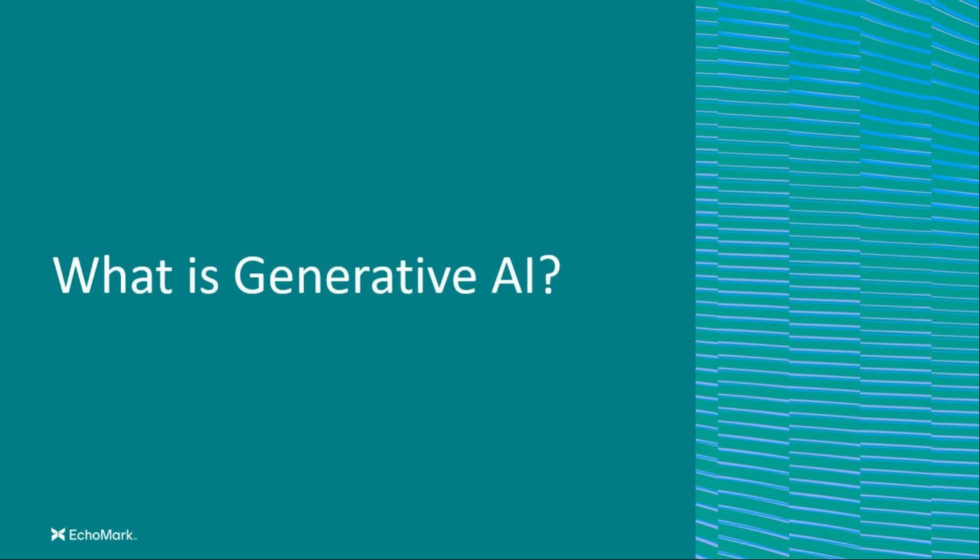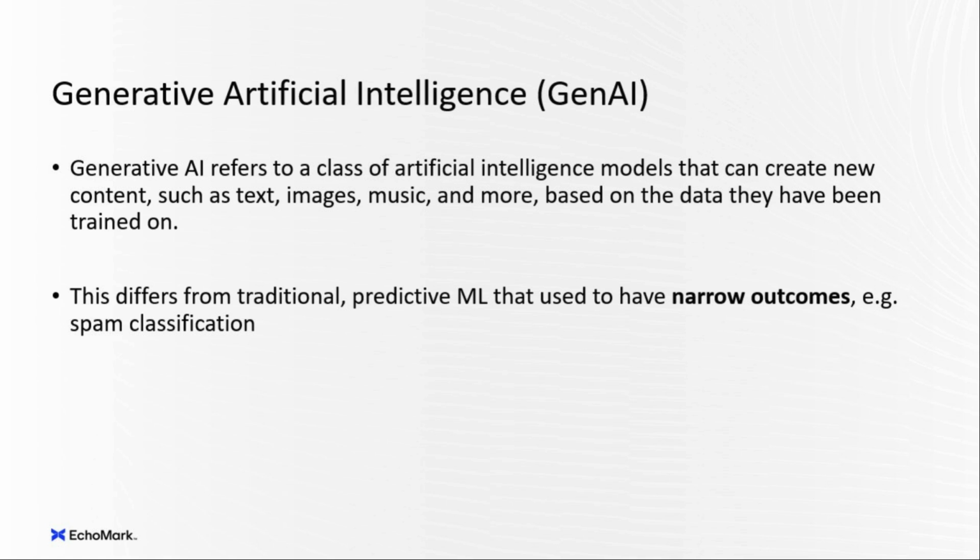All right, so what is generative AI? Generative AI refers to a class of artificial intelligence models that can create new content, such as text, images, music, and more, based on the data that they've been trained on. The key difference here from traditional ML is that traditional ML has narrow outcomes. So something like spam classification, you give it an input and it gives you a narrow set of outcomes. Is it spam or is it not?